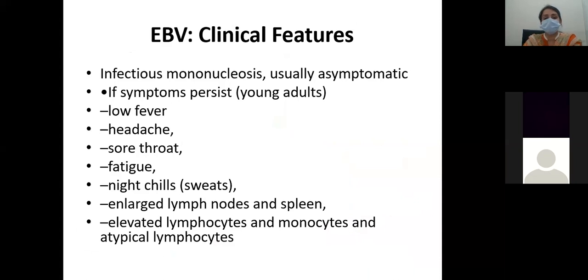Okay, what are the clinical features? Infectious mononucleosis is usually asymptomatic, but if symptoms persist, as in young adults, I have already told you there can be low-grade fever, headache, sore throat, fatigue, night chills with sweating, and enlarged lymph nodes. There can be hepatosplenomegaly that may cause abdominal pain, and there can be elevated lymphocytes and monocytes and atypical lymphocytes.